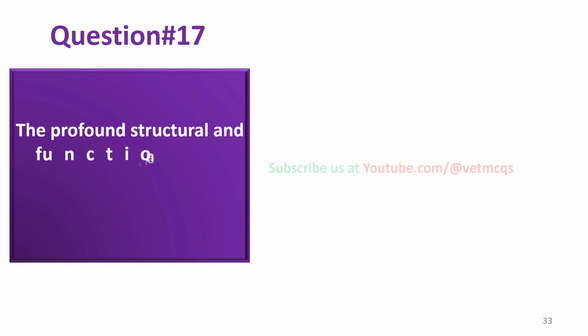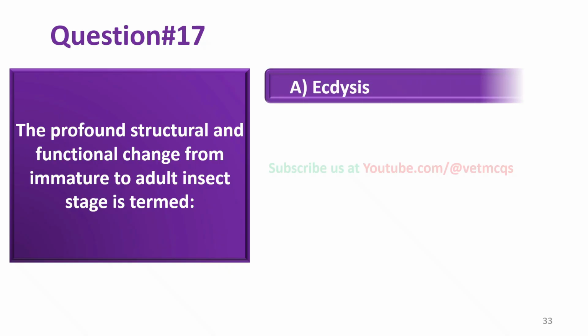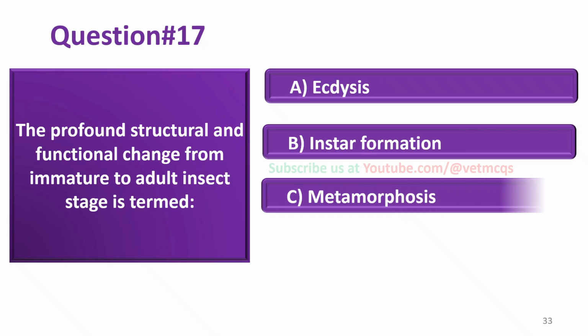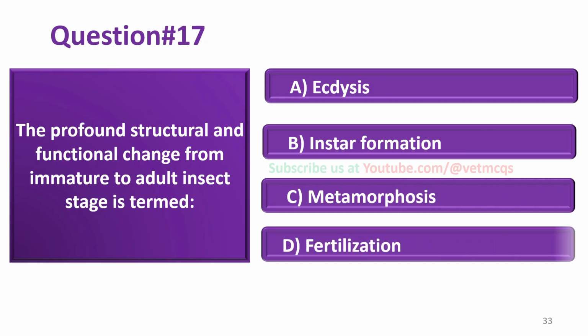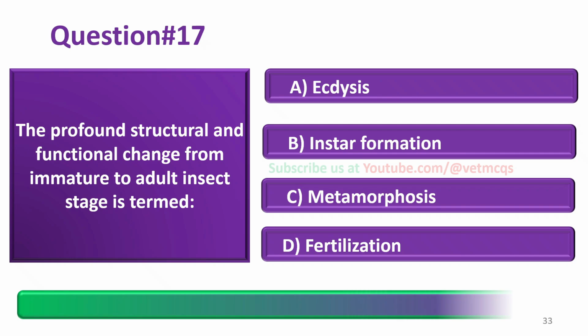The profound structural and functional change from immature to adult insect stage is termed ecdysis, instar formation, metamorphosis, fertilization. And the correct answer is option C, that is metamorphosis.